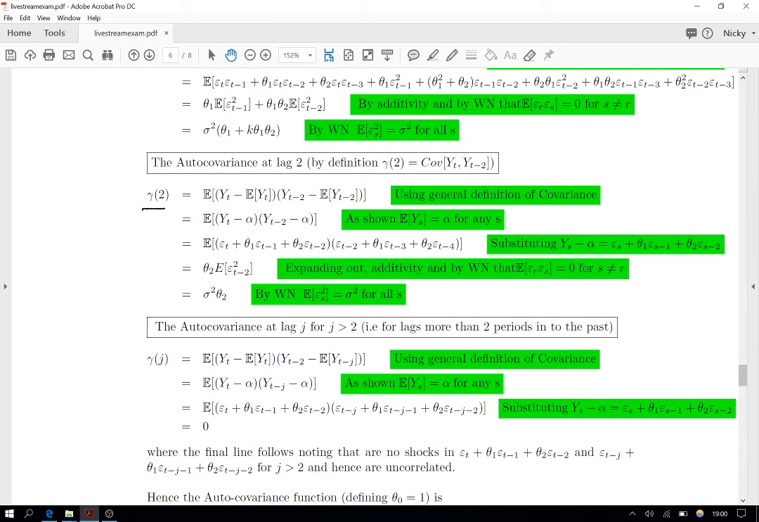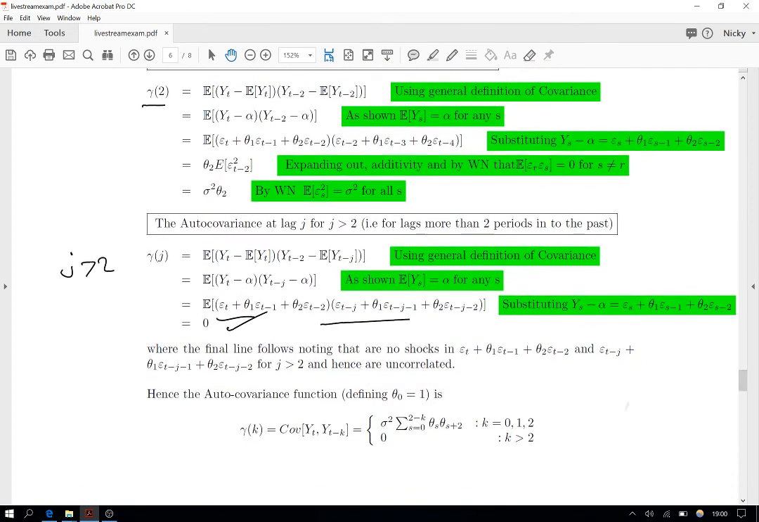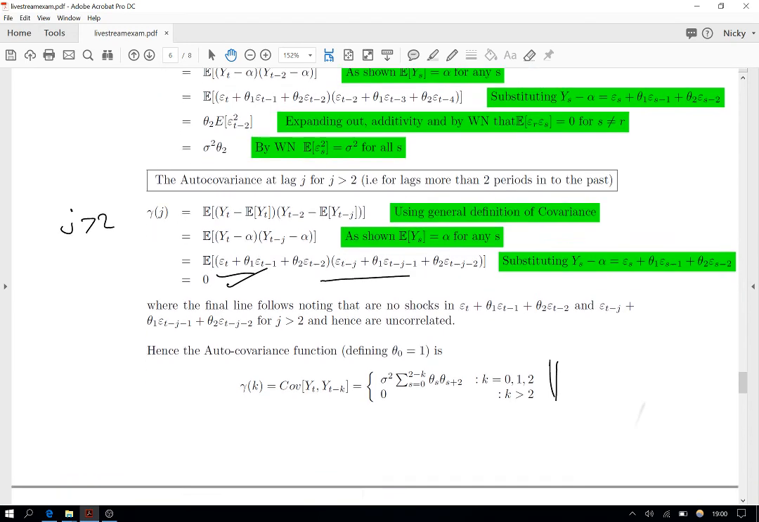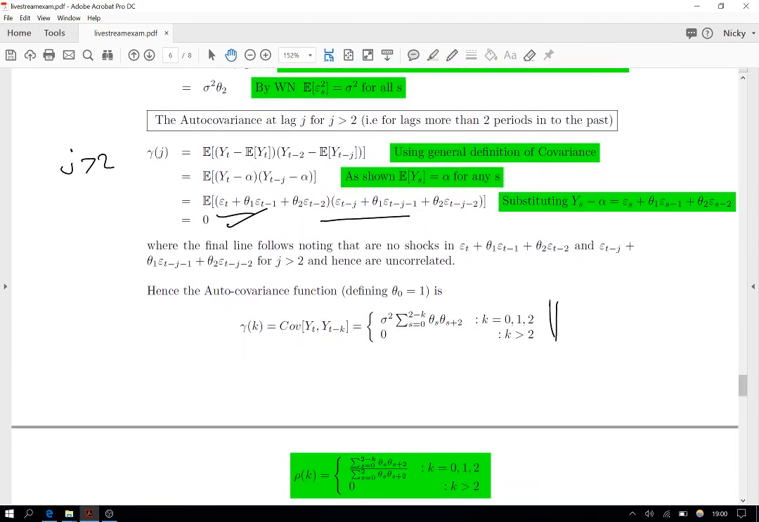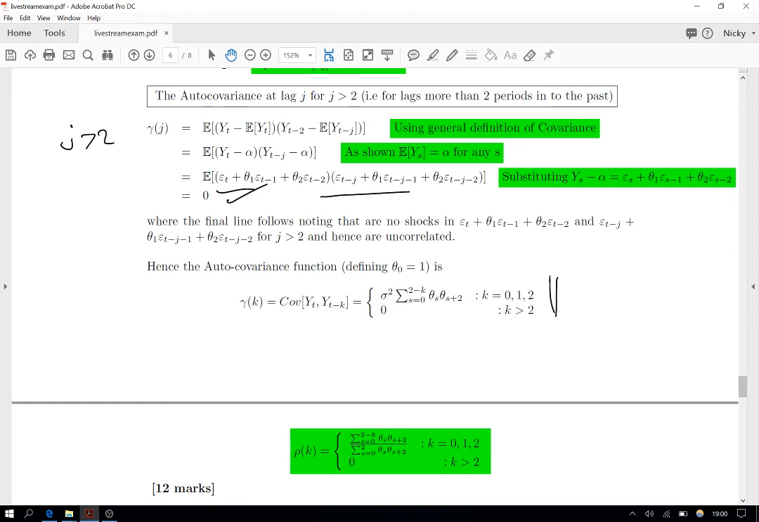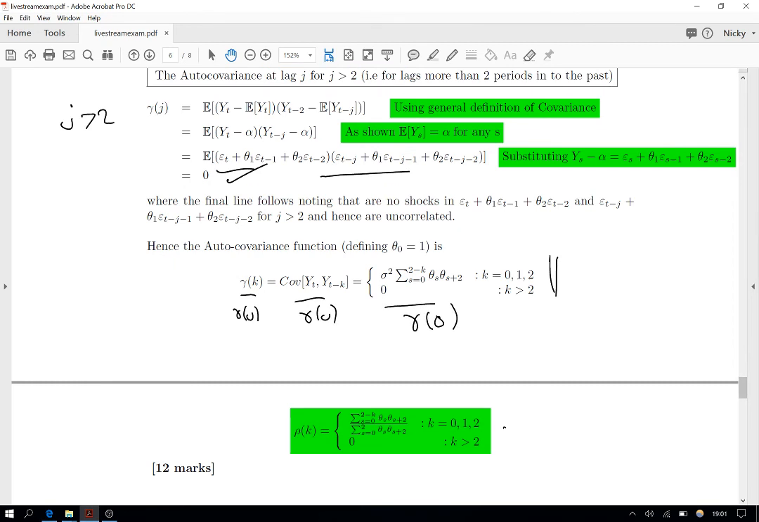And then note finally, for lag greater than 2, all the rest are not, because there's no concurrent shocks in either period. Okay, so you'd be expected to note this. And then that's it. So we then have the covariance function of an MA2 model. And then once we've got this, you just divide by the variance. So if we divide both sides by the variance, which is just gamma naught, then we get this here.